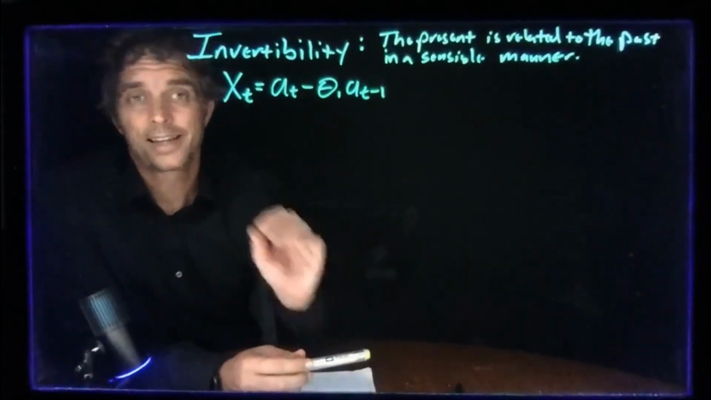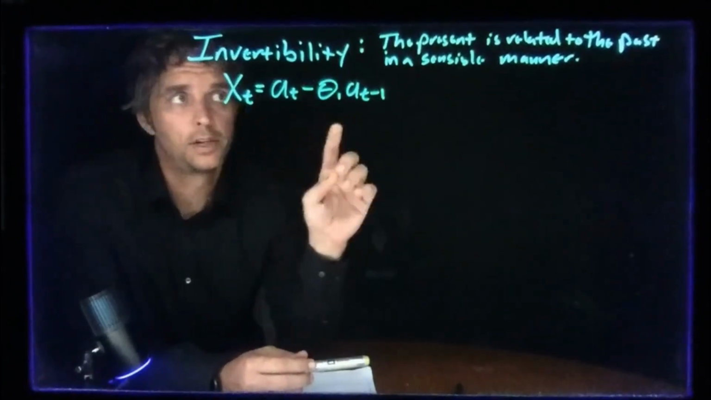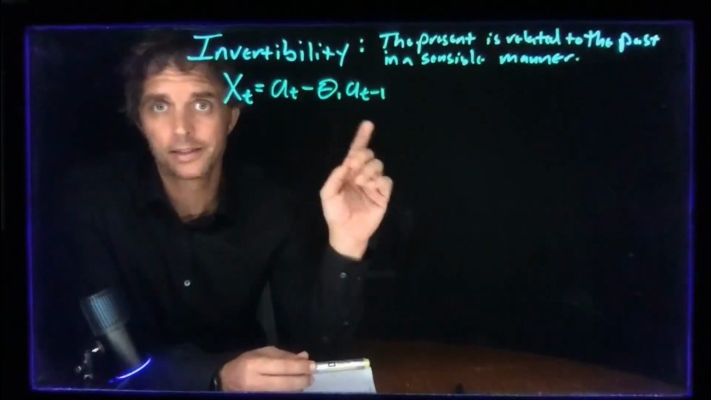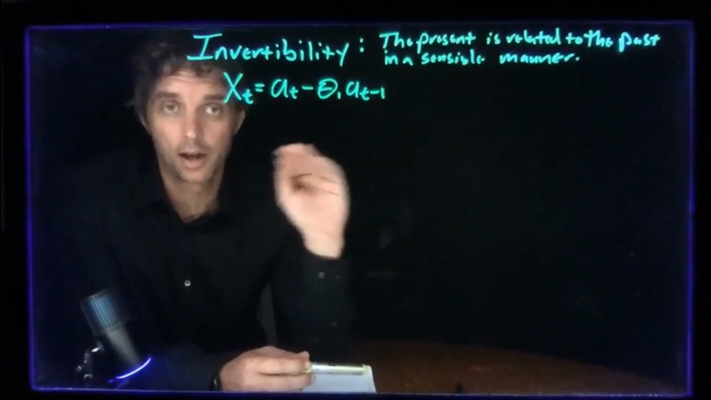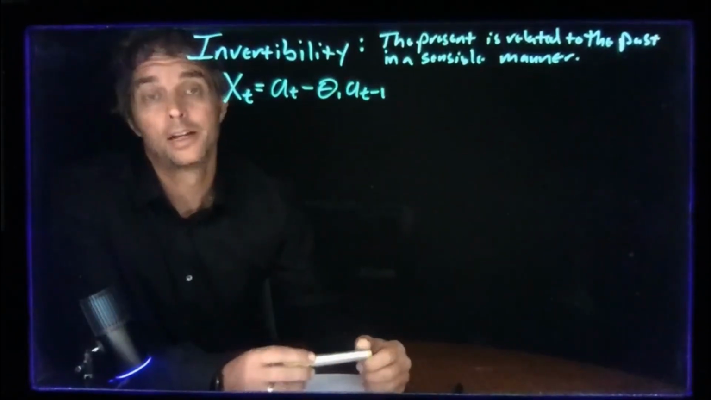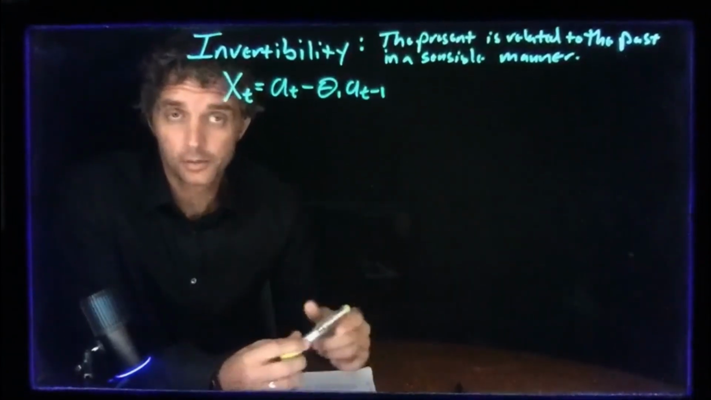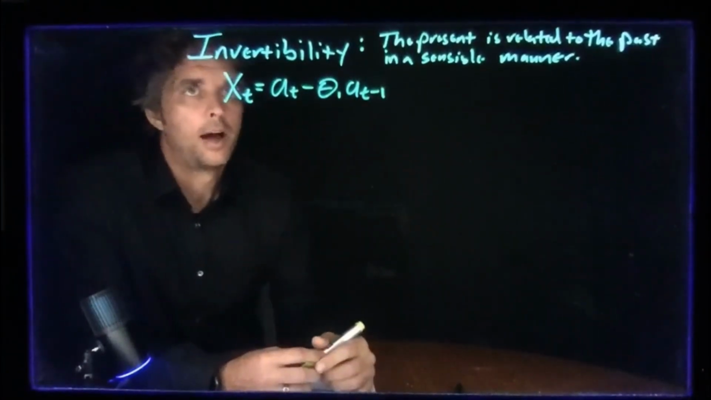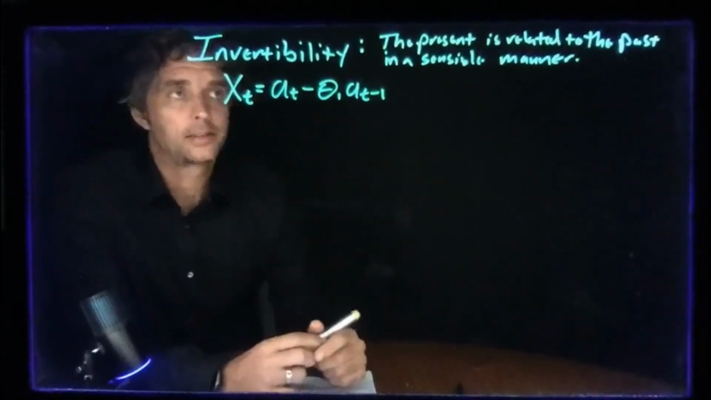Now let's look at the second implication of invertible models, and that is if we have an invertible model, we know that the present is related to the past in a sensible manner. And if we have a non-invertible model, then the present is not related to the past in a sensible manner, and clearly we would like the present to be related to the past in a sensible manner because we're sensible people. However, what the heck does that mean? What does it mean for the present to be related to the past in a sensible manner?